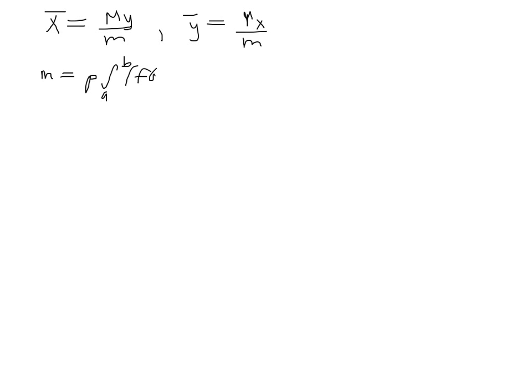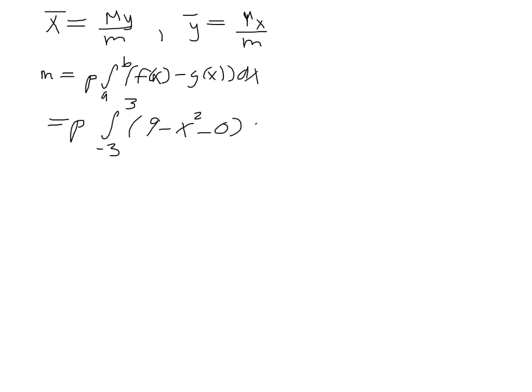The last thing we have to do is find x bar and y bar. Now remember that x bar is given by the moment about the y-axis divided by the total mass, and y bar is given by the moment about the x-axis divided by the total mass. So what we do not know yet is this total mass. So the total mass is equal to rho times the integral from a to b of f of x minus g of x dx. So we have rho times the integral from negative 3 to 3 of 9 minus x squared minus 0 dx.